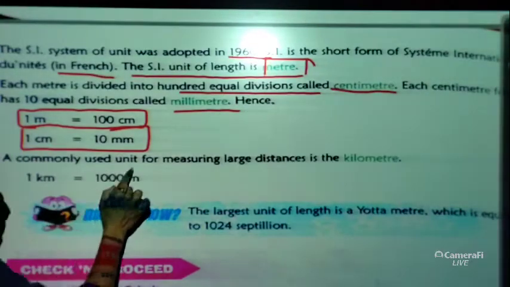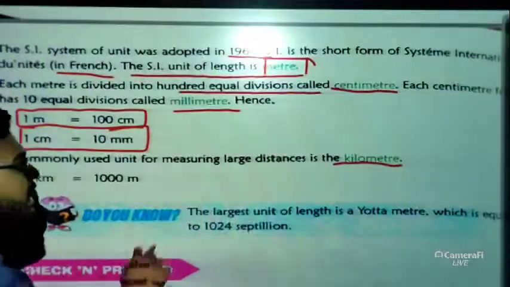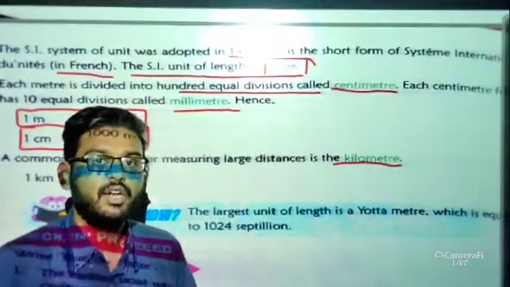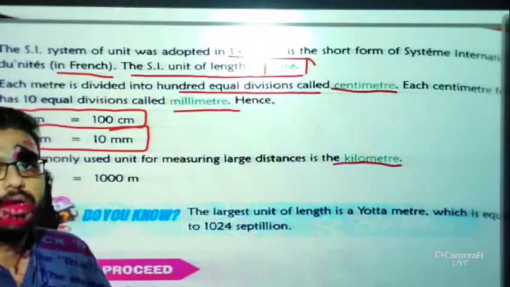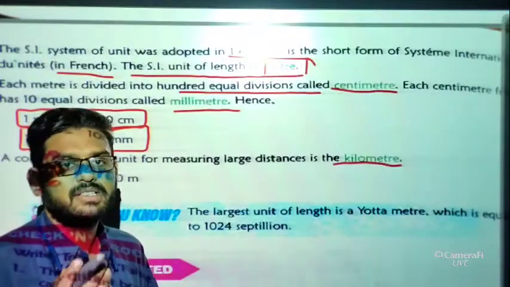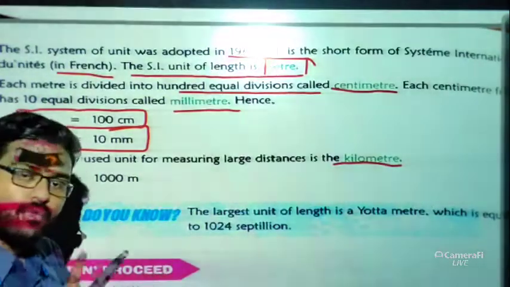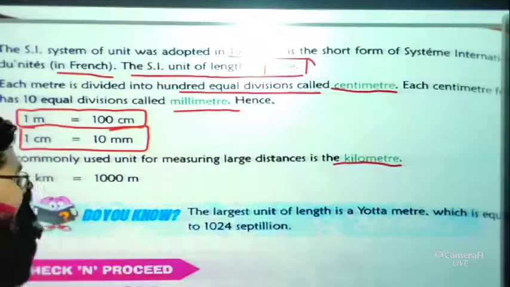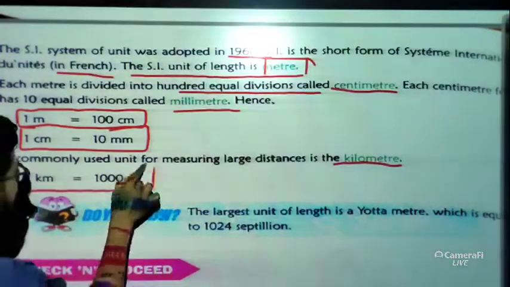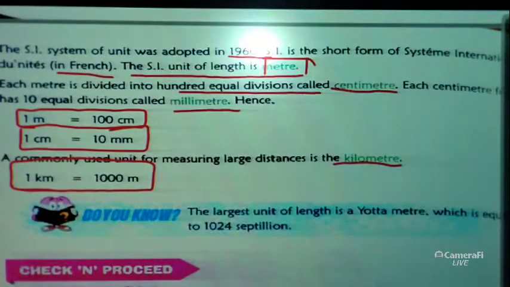A commonly used unit for measuring large distances is the kilometer, a very familiar unit. If I ask you how many kilometers it is from your place to our school, you can easily say 4 kilometers, 7 kilometers, 10 kilometers. 4 kilometers means 4 kilometers. This is a standard unit. 1 kilometer is equal to 1000 meters. These conversions are very important.